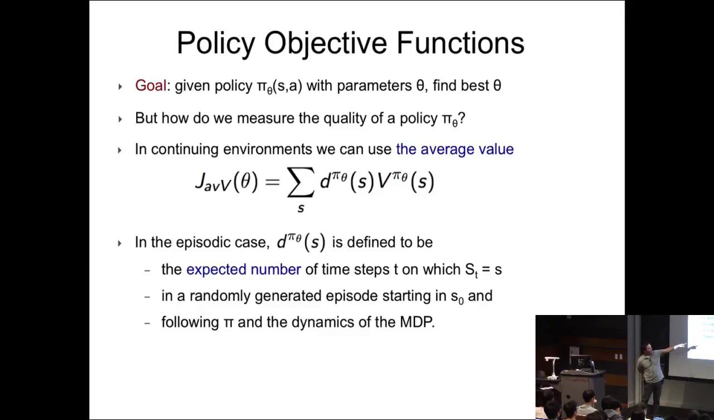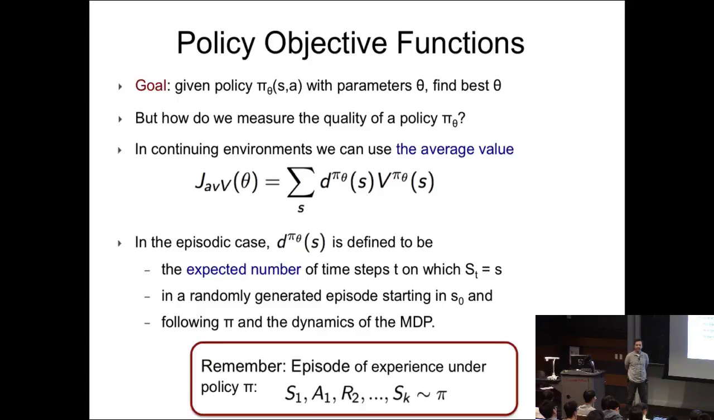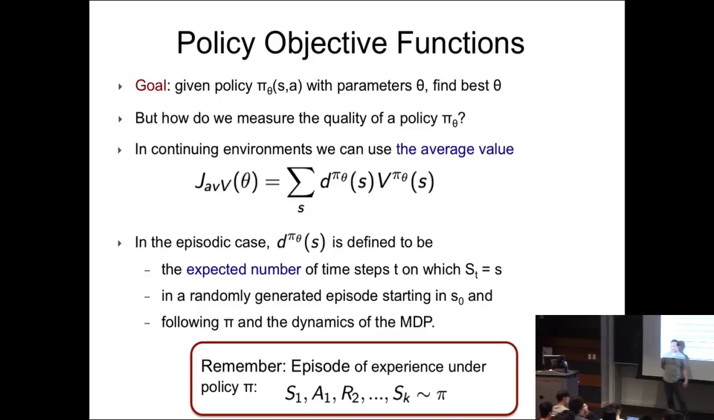And so it's the expected number of time steps in which s occurs in a randomly generated episode starting in s sub 0 and following pi and the dynamics of the Markov decision process. Again, you can think of it as, what's the probability of being in a particular state? That's what the d is measuring. And remember, an episode of experience under the policy pi is just you simulating it forward. You have a state, take an action, get the reward, get a new state, action, reward, and you're simulating it forward. So if you count how many times you end up in a particular state and normalize it, that will give you the probability of being in that particular state.